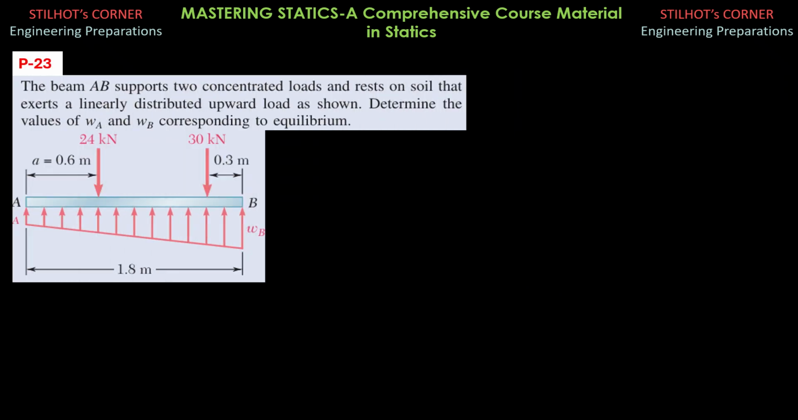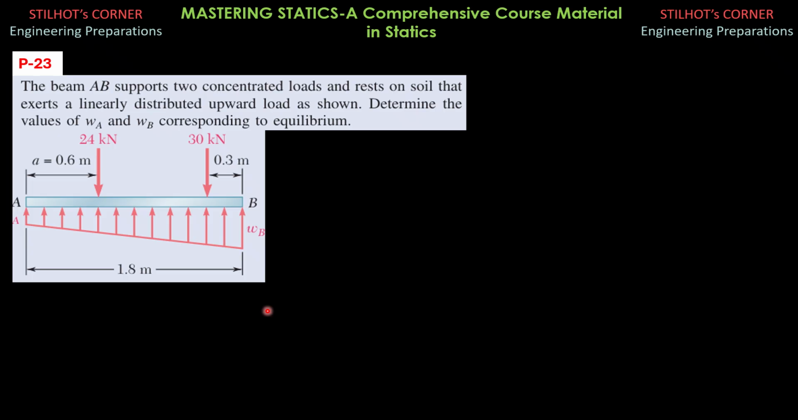Problem 23. The beam AB supports two concentrated loads. These are the concentrated loads and rests on soil that exerts a linearly distributed upward load as shown. So the soil reacts in the form of these line loadings or pressure. Determine the values of WA and WB corresponding to equilibrium.